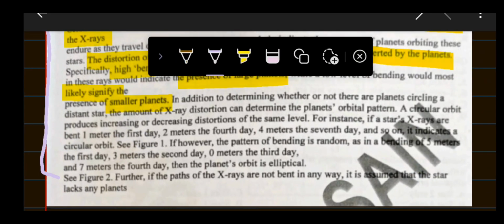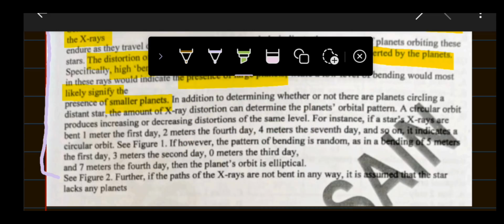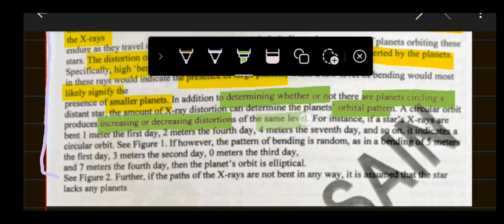After that, let me change the color. In addition to determining whether or not planets are circling a distant star, the amount of X-ray distortion can be determined by the planet's orbital pattern. A circular orbit produces increasing or decreasing distortion of the same level. For instance, if the star's X-rays are bent 1 meter on the first day, 2 meters on the fourth day, 4 meters on the seventh day, and so on, it indicates a circular orbit.